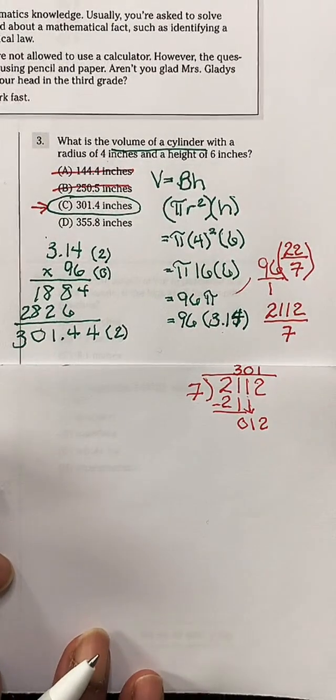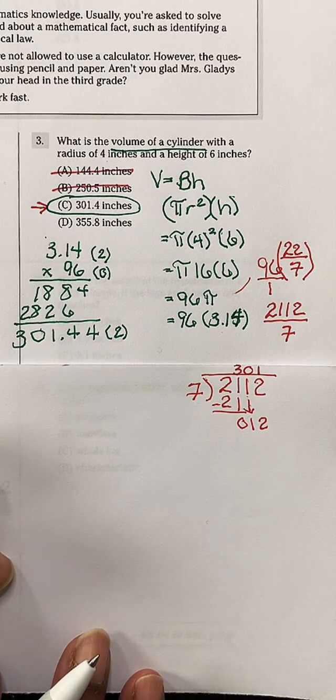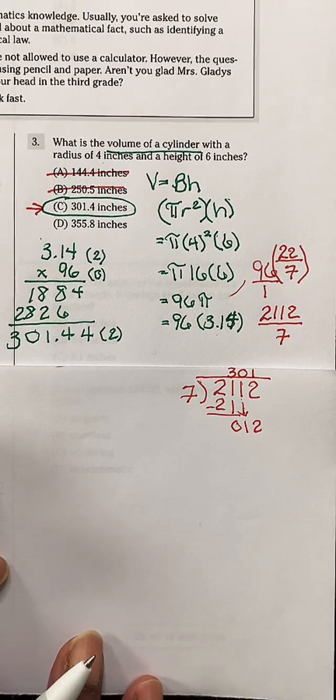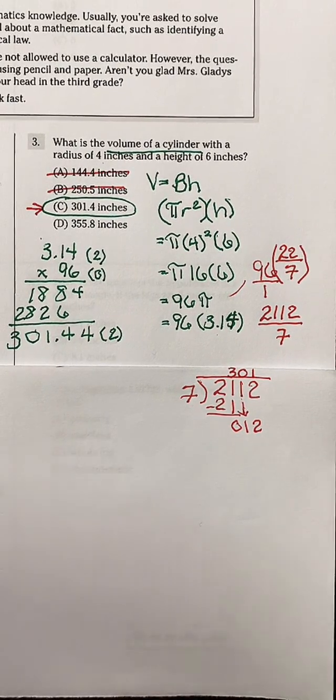Okay. So I forgot who asked for it. But yes, you can do it with the 22 sevenths if you wish. Just have to multiply the numerators and then divide by 7.